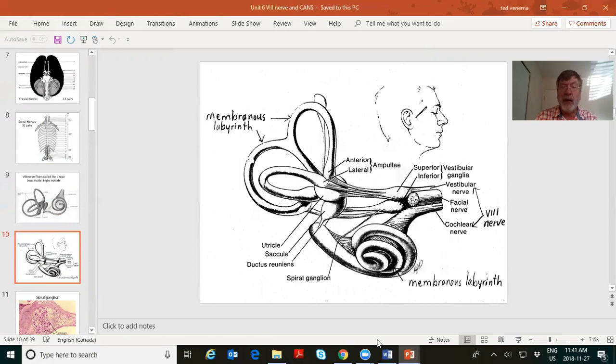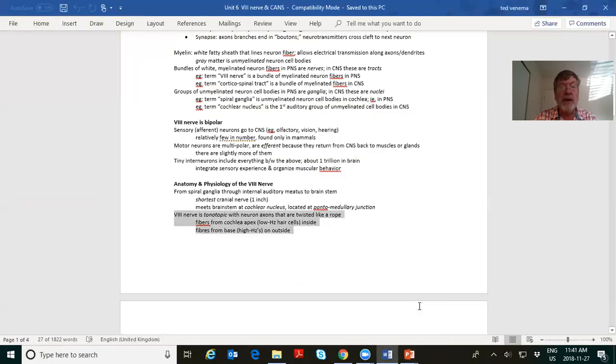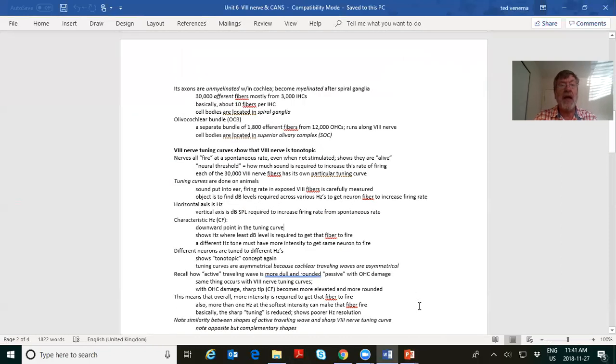Okay, anyway, back to the anatomy of the eighth nerve. It's tonotopic. Next page, its axons are unmyelinated inside the cochlea. They become myelinated after the spiral ganglion. You will know, of course, that there are 30,000 afferent fibers in the eighth nerve, wrapped like a rope, mostly going to the inner hair cells. Basically, each inner hair cell gets about 10 fibers. Cell bodies located in spiral ganglia.